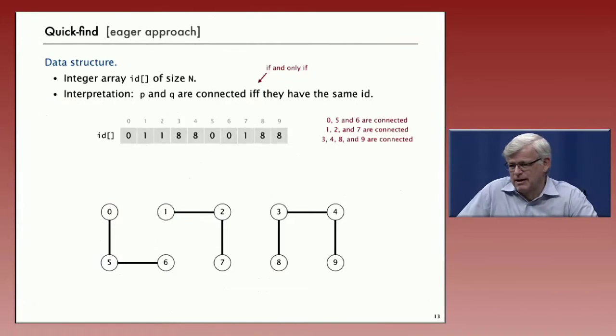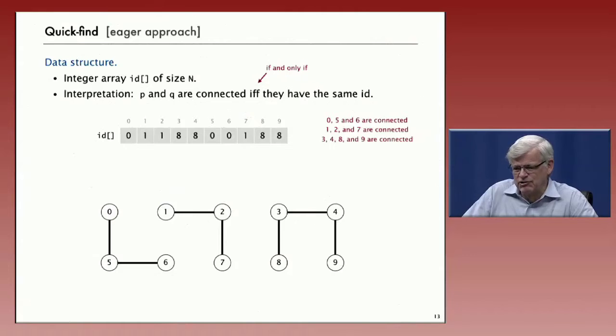Now we'll look at our first implementation of an algorithm for solving the dynamic connectivity problem, called quick find. This is a so-called eager algorithm for solving the connectivity problem. The data structure that we're going to use to support the algorithm is simply an integer array indexed by object. The interpretation is that two objects, P and Q, are connected if and only if their entries in the array are the same.